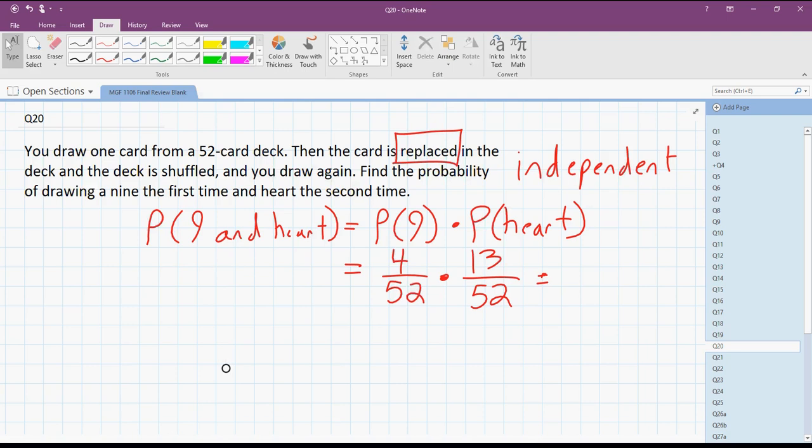Nine over 208. Say it again? 9 over 208. Mm-mm. I got more. 1 over 52. Let me see. The calculator doesn't auto-reduce, I guess, then?